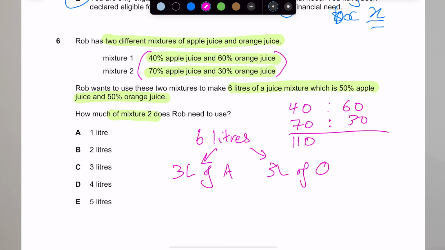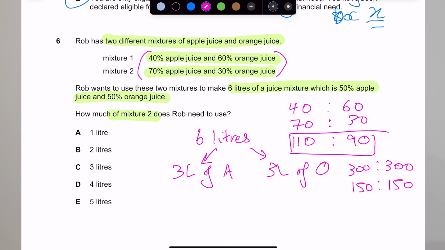So I'll literally just add it. And I go, with the initial mixture, it's going to be 110 to 90. And because we want it to be equal, essentially we want to get it to 300 to 300, or alternatively 150 to 150, and then just double. So knowing that, we can see that if we add 40 here and we add 60 here, we're going to end up at that. And this fits quite nicely into mixture 1. So we basically want twice as much of mixture 1 as we do of mixture 2.